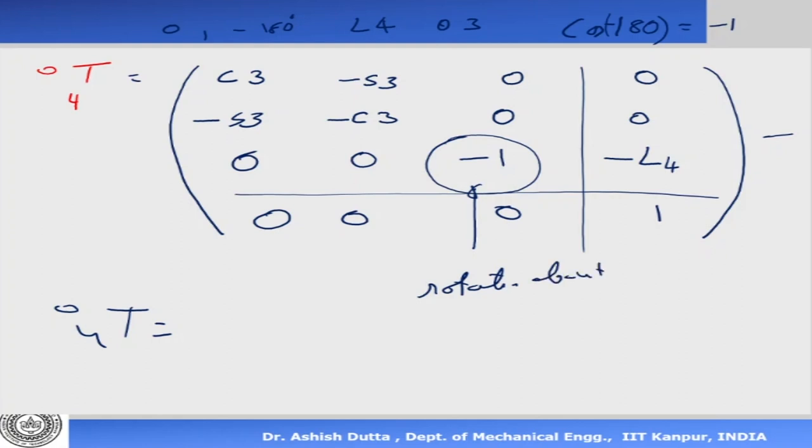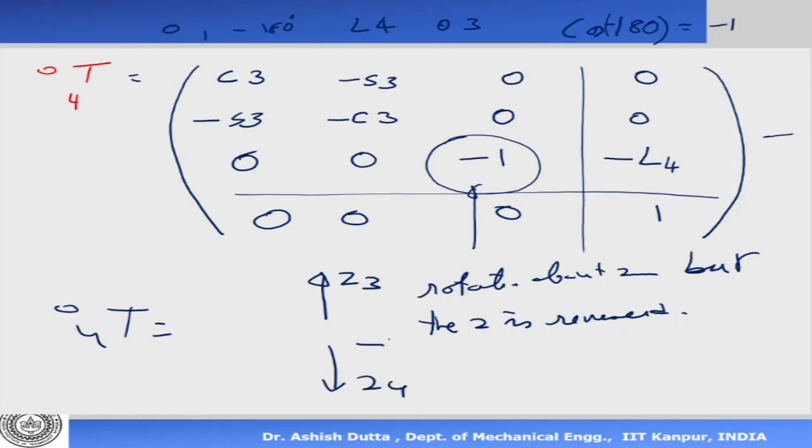about z. Okay, but the z is reversed. Okay, it has become minus 1. So z3 was in that direction. This is z4. So it is indicating that it is minus 1, means it has gone this side now. And minus 180 degrees, which is minus 1, so it is being rotated in that direction. Now if Z4 was also in that direction, suppose Z4 was there, then this will be 1 only. Okay, that means the angle alpha would be 0 and it will be plus 1.